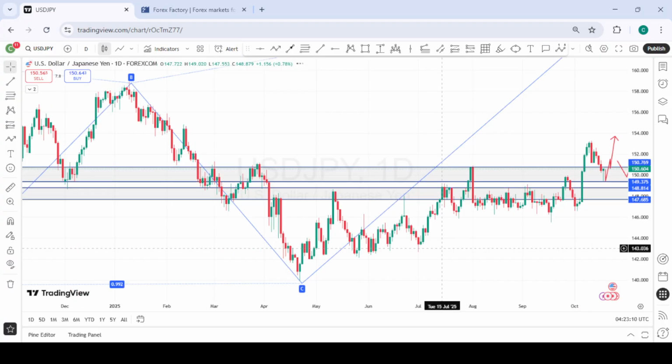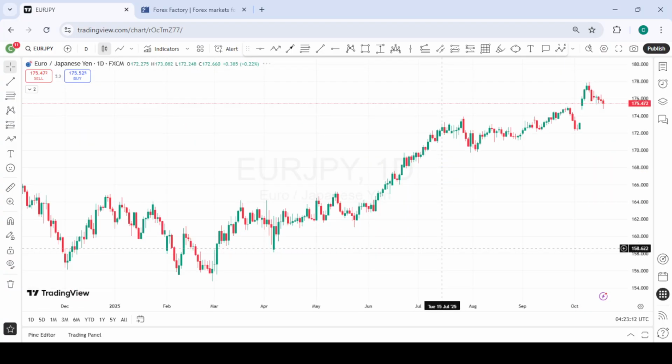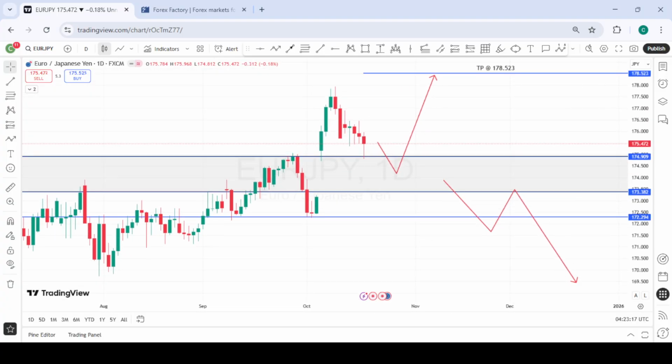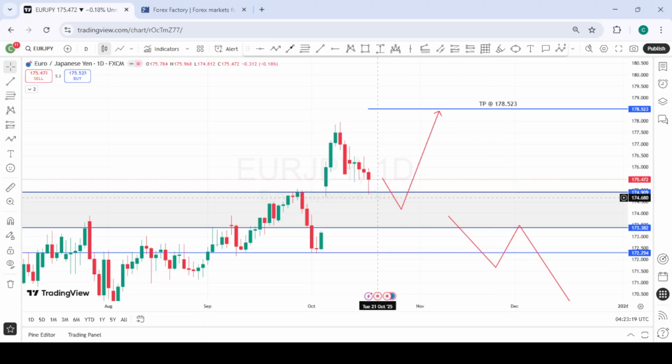We have EURJPY. So for EURJPY, from last week, we were expecting price to pull back to this area of interest and give us buying confirmations. As you can see, price actually tipped the area of interest. So let's give it some time to see what will develop around this area. Then we'll look for buying opportunities to take it to the upside.